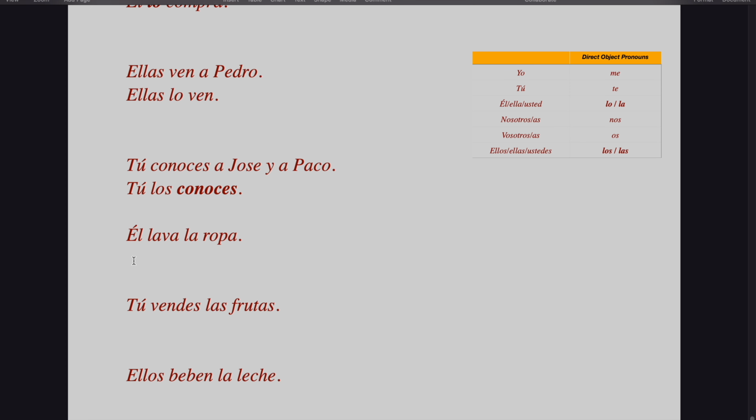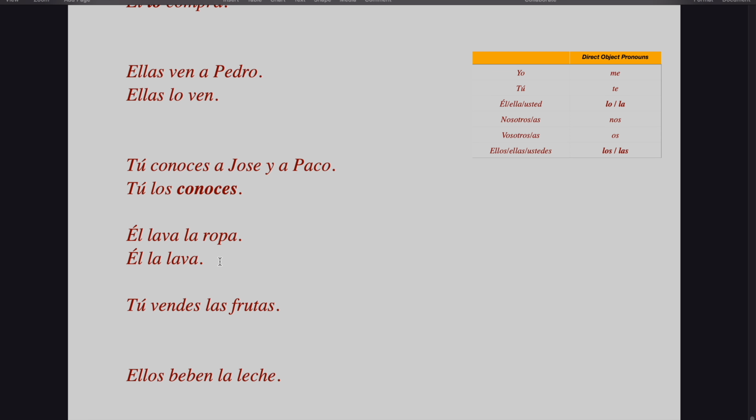Tú los conoces. Él lava la ropa. He washes the clothes. So he washes them or he washes it. Here we have the feminine singular, la ropa, as we say in Spanish. Él la lava. It is very simple. La ropa is a feminine noun, so I'm just replacing it with the object pronoun, which is a direct object because we only have one object in this case. So I'm just putting it as él la lava.